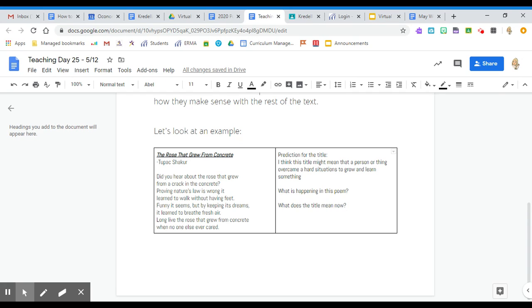So, right away, guys, when I start looking at this poem, The Rose That Grew from Concrete, I want to think about how it's pieced together, right?